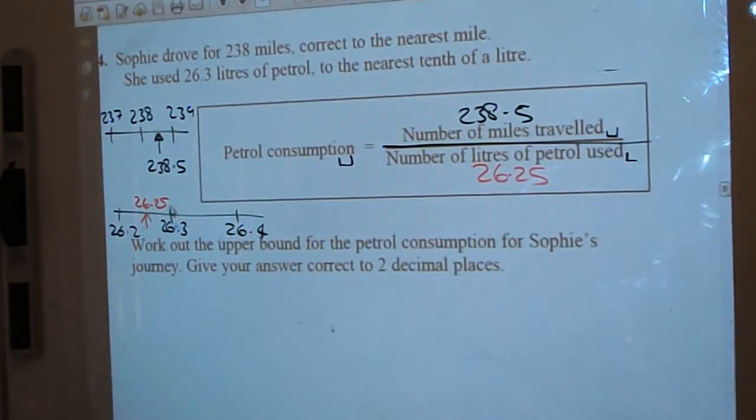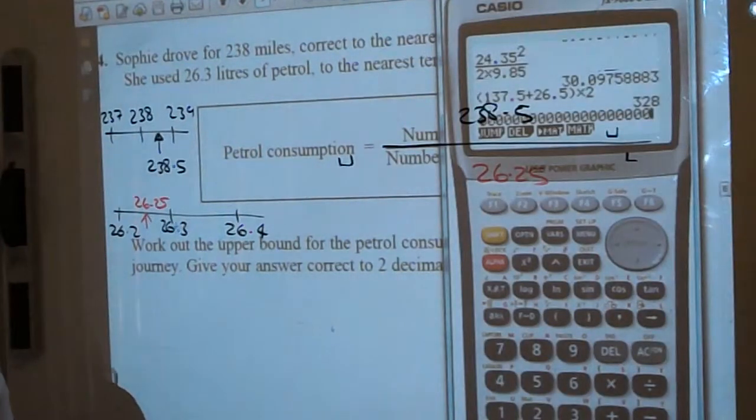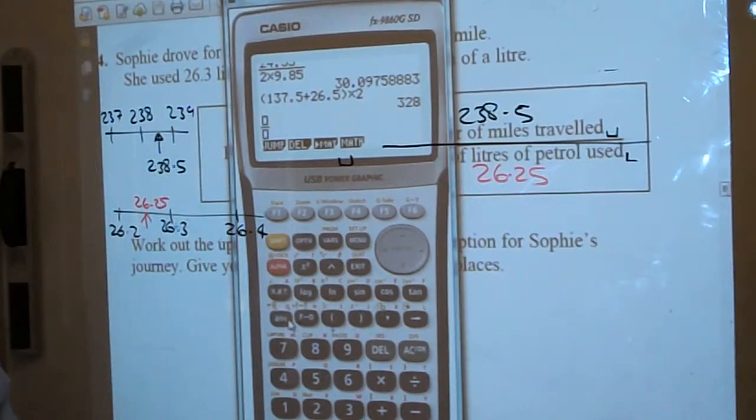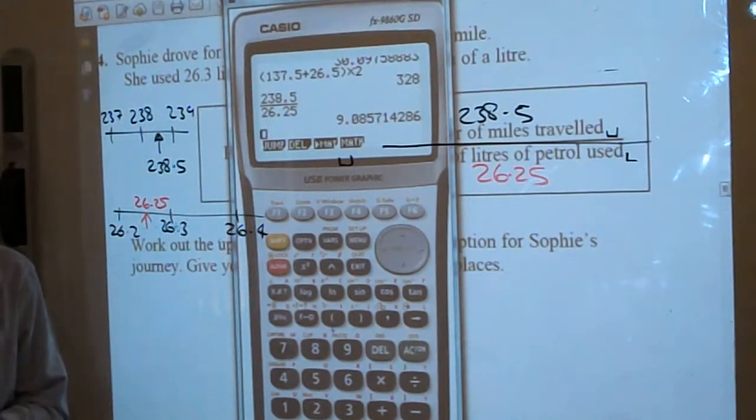Where's my calculator? There it is. Okay, let's move that away. Right, let's start a new line. Here we go. So we have to do the fraction button, 238.5, and then we divide it by 26.25. Equals. Ladies at the back, are we doing this? Okay, if you all got that?